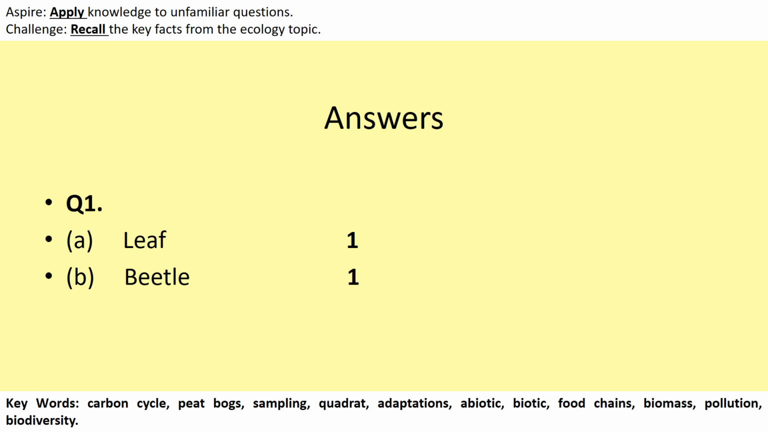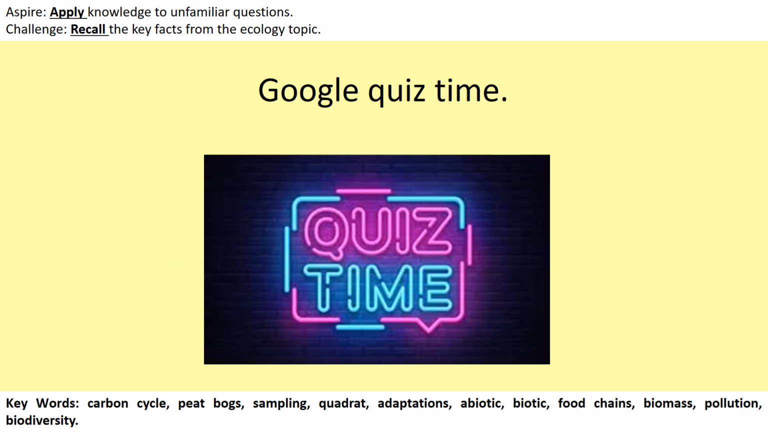So the leaf was the producer. Any plant is a producer because it can change the light energy into chemical energy, and therefore makes its food from that. And the primary consumer is the first animal on there, so it was the beetle, which was consuming the leaf.